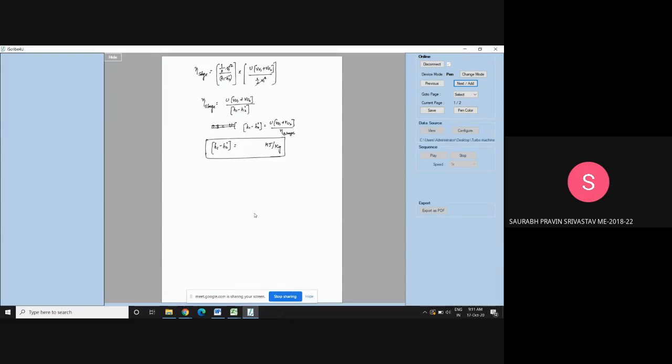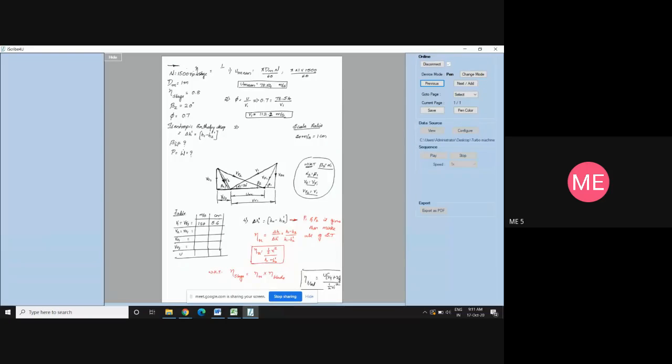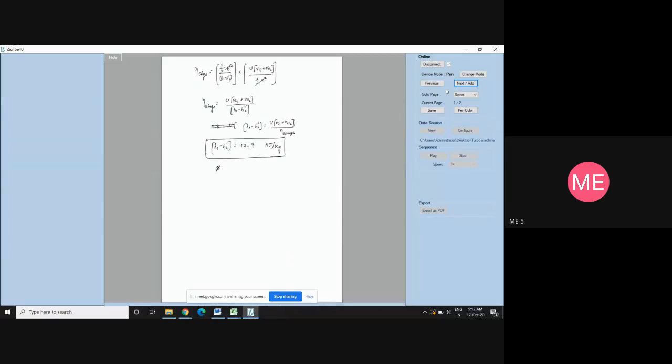Sir, I'm getting 12.9. Yeah, good. 12.9 kilojoules per kg. This is the correct answer for H1 minus H2 dash. So the first unknown is clear. See here, he's asking H1 minus H2 dash, that is finished. Then I'll go for beta 1. So what is beta 1? Can you tell? 54 degrees. Yeah, that is already obtained from the figure, from the velocity triangle. We got that. Done.